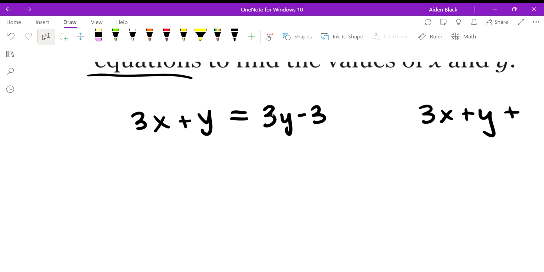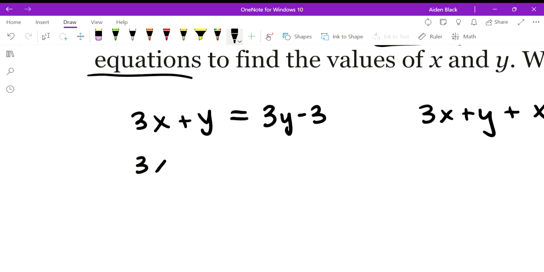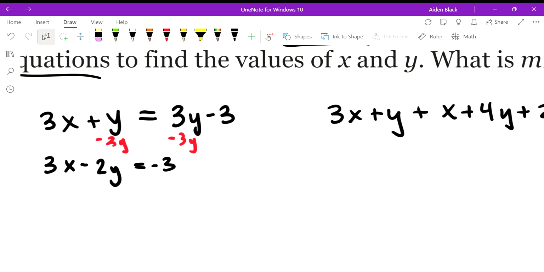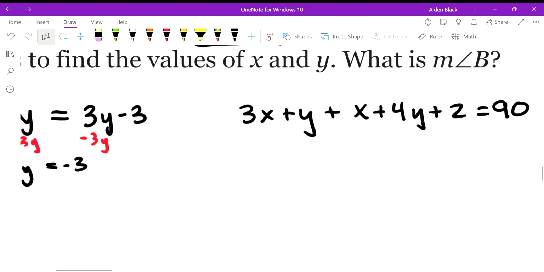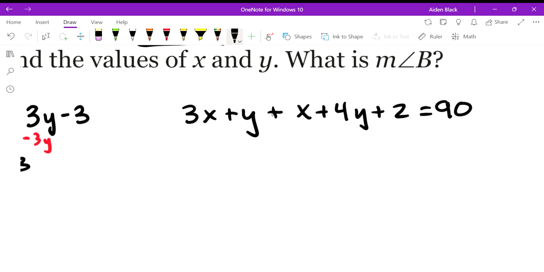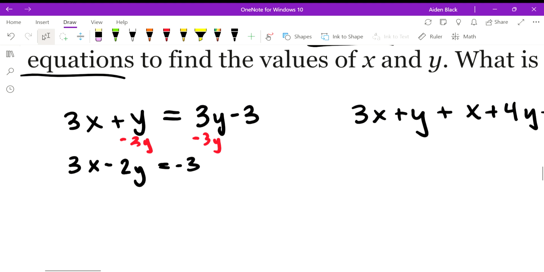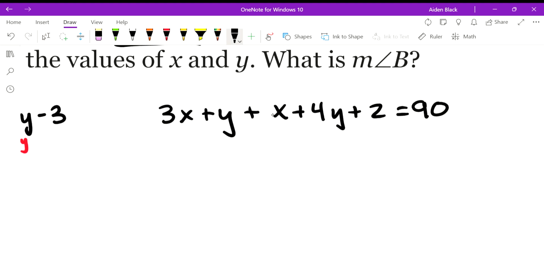So I'm going to move my x's and y's to one side of the equation. So I subtract 3y from both sides. I should get 3x minus 2y equals negative 3. Okay. This is in standard form, by the way. This is just a linear equation in standard form. This kind of more prepares me for elimination. Okay, this one, let's combine like terms. So 3x plus x is 4x, 4y plus y is 5y, and then let's subtract 2 from both sides.